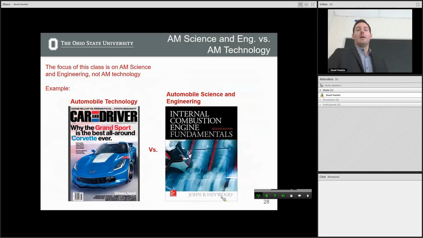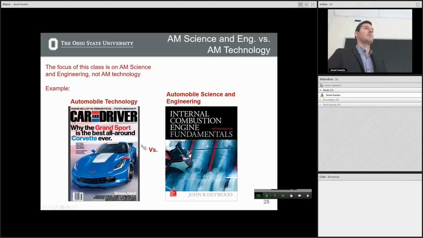As I said before, this class is about additive manufacturing science and engineering, not additive manufacturing technology. So the analogy I like to use is if you want to learn about car technology, you go and read Car and Driver that you pick up at your local CS.